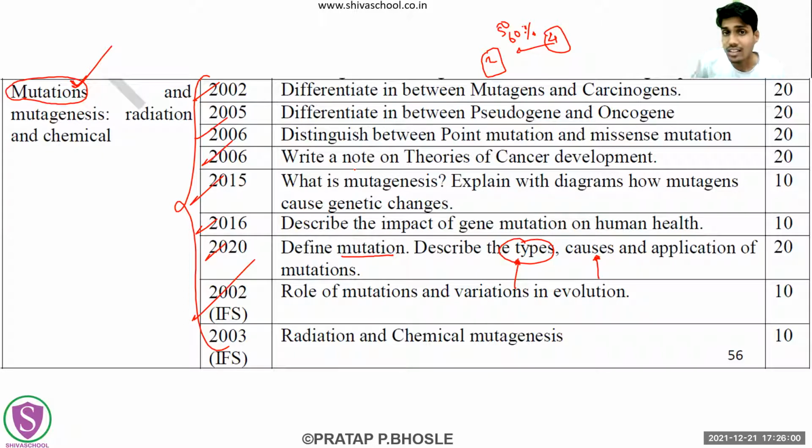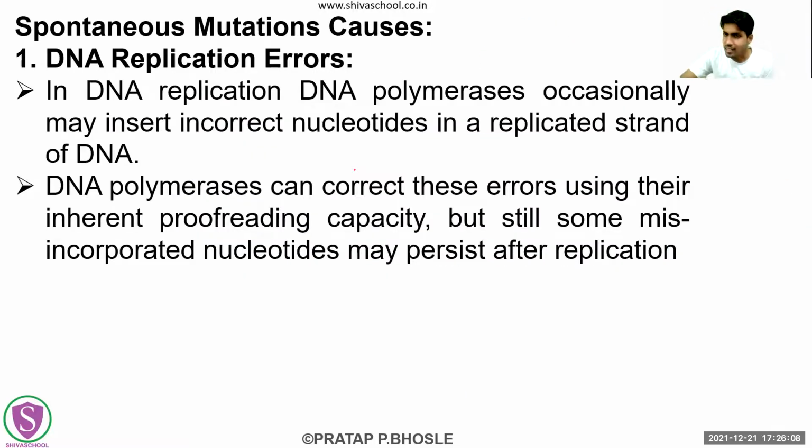Okay. So now our task has become kind of easy. Our task has become easy, okay. Now let's start with the mutations, spontaneous mutations, in detail. Okay, now we will study the causes of the spontaneous mutation, what are its causes. Then we will study the causes of the induced mutation, at the last.